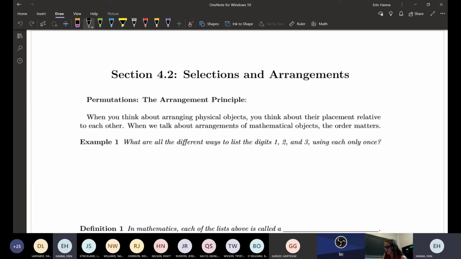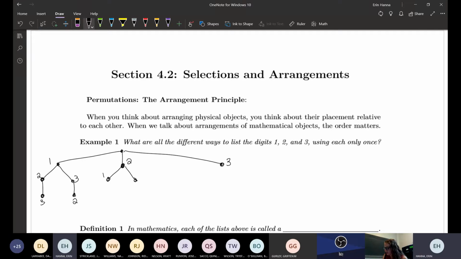I know I already said that I wasn't going to draw any more of these, but I'm going to draw one last decision tree. If we think about this as a tree, specifically called a decision tree, we can decide which digit to use. After we pick the first one, we only have 2 choices for the second one, and then only 1 choice for the last one.